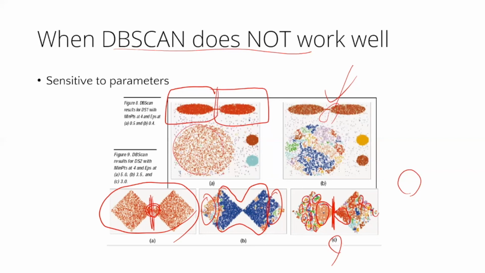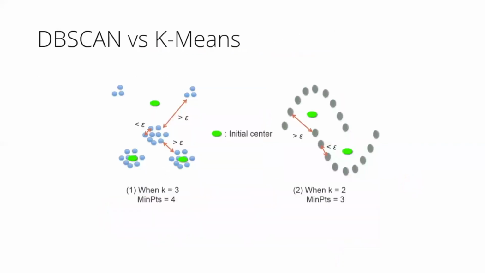Oftentimes, the DBSCAN algorithm is going to be just fine to discover the underlying patterns. So that's what you want to know in terms of pros and cons of the DBSCAN algorithm. Here's our last comparison. So here we're comparing the k-means algorithm and the DBSCAN algorithm.